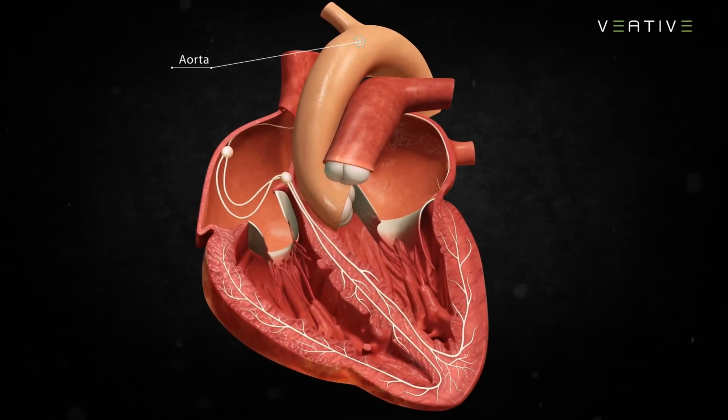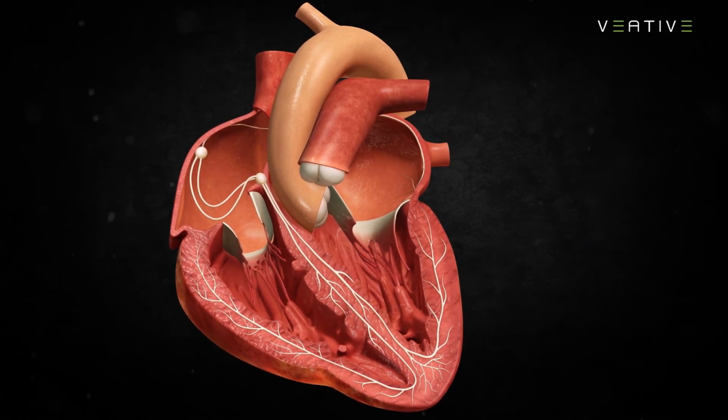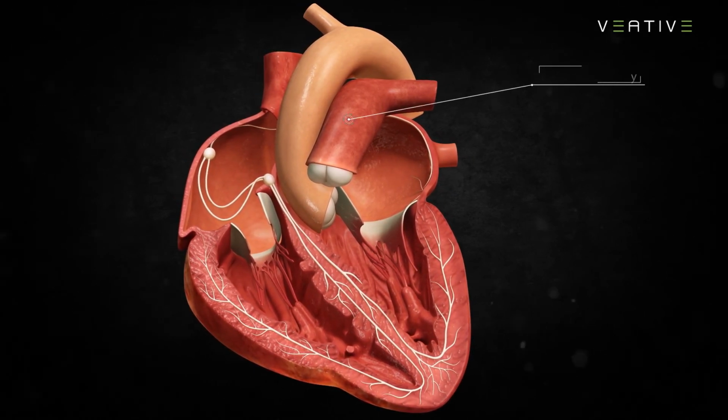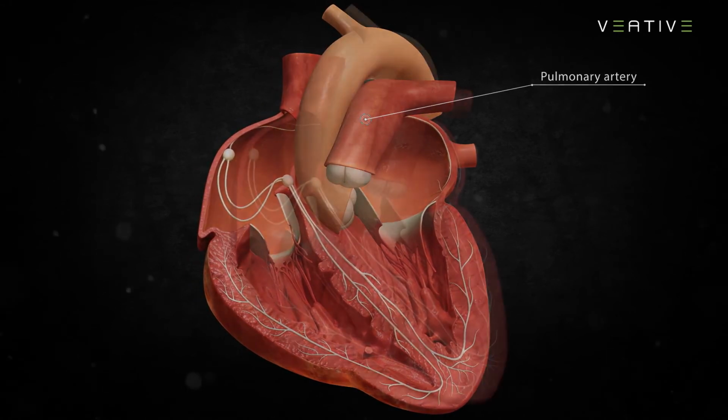The aorta originates from the left ventricle and carries oxygenated blood to all parts of the body by systemic circulation. The pulmonary artery carries deoxygenated blood from the right ventricle to the lungs.